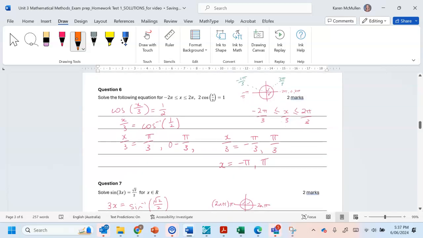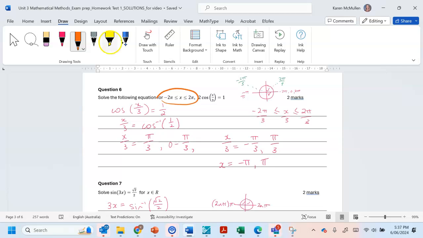Question 6, probably about a 50% pass rate for this one. A lot of you got x equals -pi and pi in your solutions, but you may have also got other solutions in there. So just make sure that you find just the required solutions, because if you had additional ones, then it's wrong, because we've got this domain here, -2pi to 2pi. So we've got to think about that. If you had other solutions, they would have been outside that set domain.